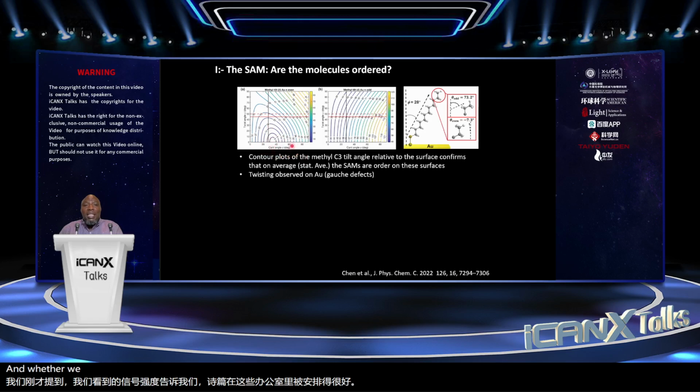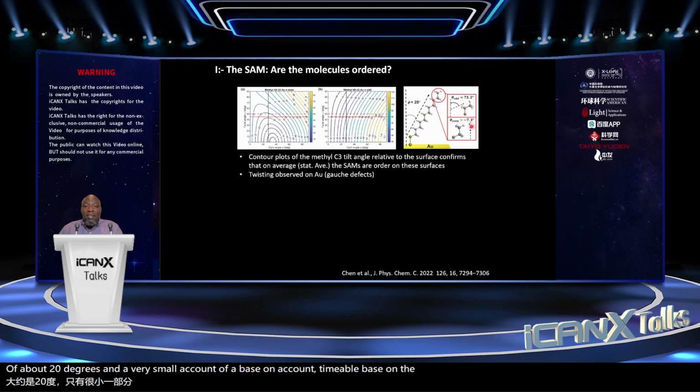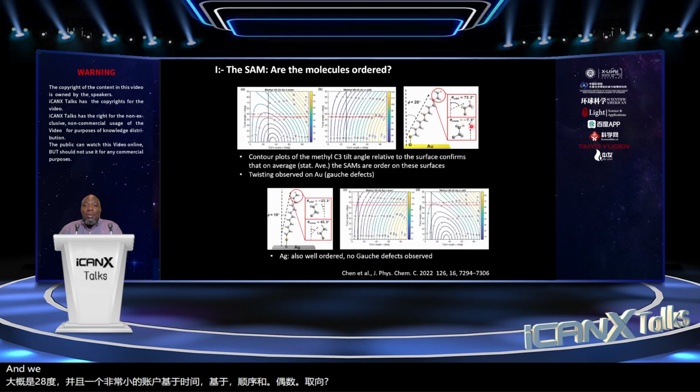And whether we consider just the cant angle or the twist angle, we see it's exactly as expected. We expect a tilt of about 28 degrees and a very small cant angle based on the odd and even orientation. And we observe this in gold and also in silver, and that actually was very good for us.